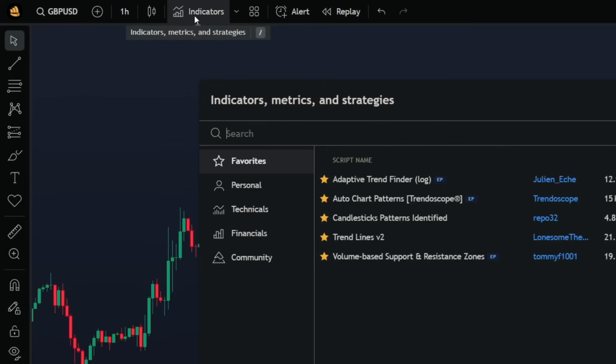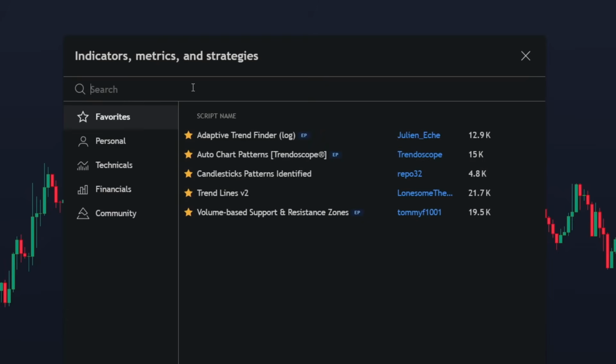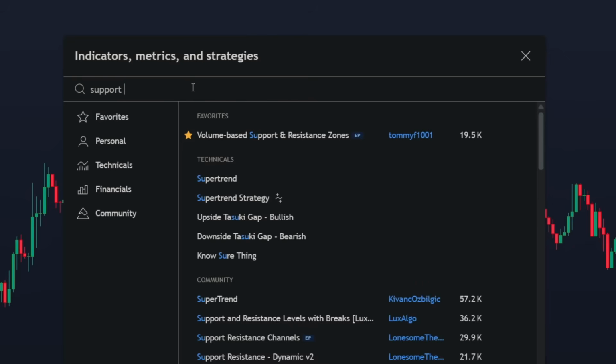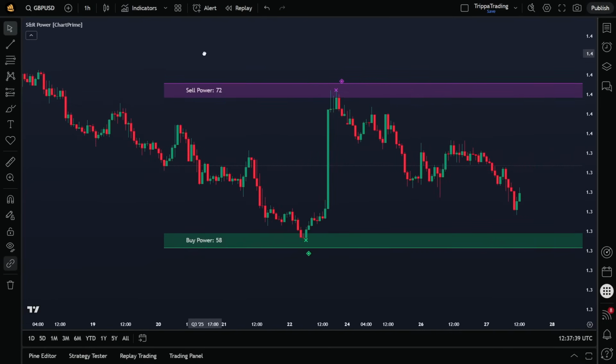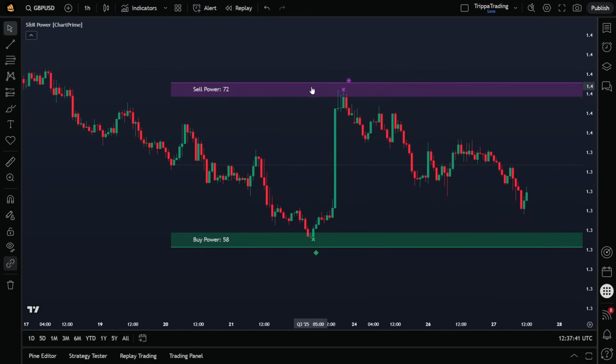To add the first indicator to our trading chart, first of all, open the Indicators tab from here. Now, the first indicator is called Support and Resistance Power Channel. We will add the one created by Chart Prime. Think of this like a smart scanner. Instead of you manually drawing levels, this indicator does the work and shows you where price has reacted strongly in the past. But here's what makes it special.